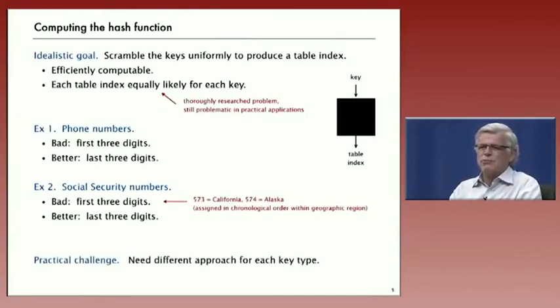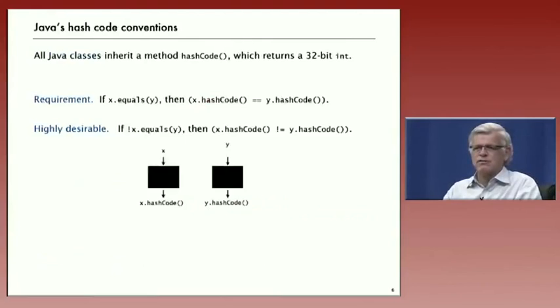And the real practical challenge with hashing is that every type of key needs a hash function, and you need a different approach for every key type. Now for standard keys like integers and strings and doubles and so forth, we can count on the designers and implementers of Java to implement good hash functions. But if we're going to be implementing a symbol table with our own types of data, we're going to have to worry about these things in order to get a hash function that leads to an effective symbol table implementation.